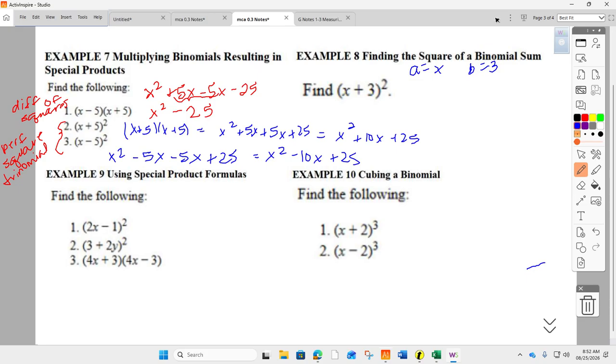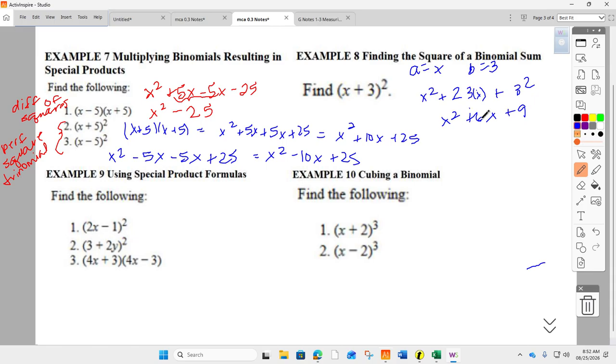All right, if we use the formula, we square a, that's our x now. We multiply 2 times a and b. I'm going to put them in that order. And b squared, which is 3. So it's x squared plus 6x plus 9. You do not have to show me that step. I do expect you to be able to see that in your head. You can if you want.